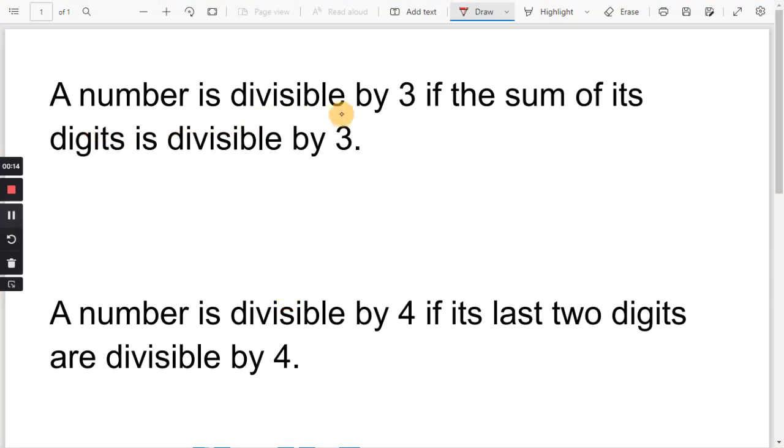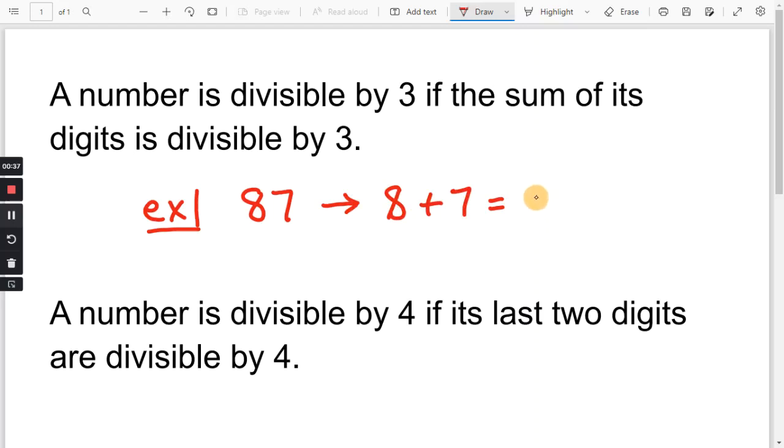A number is divisible by 3 if the sum of its digits is divisible by 3. So, for example, if you take the number 87 and you want to know if that is divisible by 3, just add the individual digits, 8 plus 7, and that equals 15. And of course we know that 15 divided by 3 is just 5 with no remainder. If there's no remainder when you add the digits and divide by 3, then you know the original number is divisible by 3.